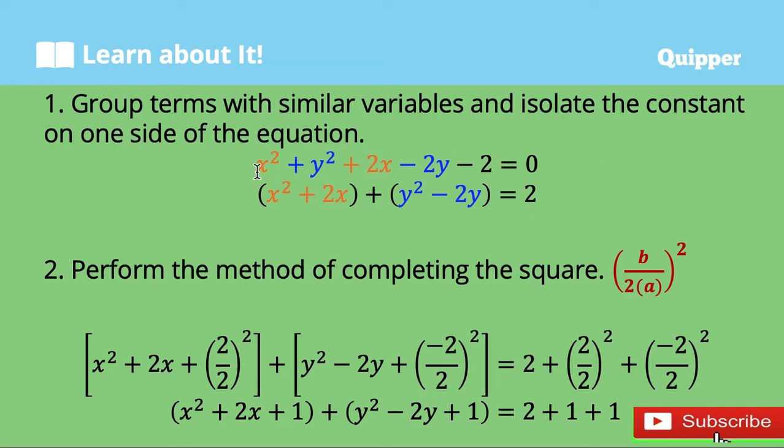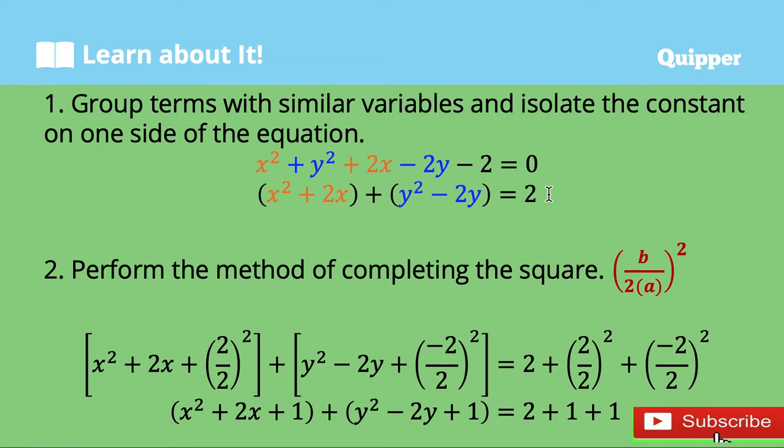Here I have two colors. The first color is our first group, which has the variable x. They both have the same variable, which is x. And for the second color, which is the variable of y, that's another group. Then since negative 2 is a constant, we need to isolate that to the other side of the equation. That is why it becomes positive 2 here. We have x squared plus 2x plus y squared minus 2y is equal to 2.